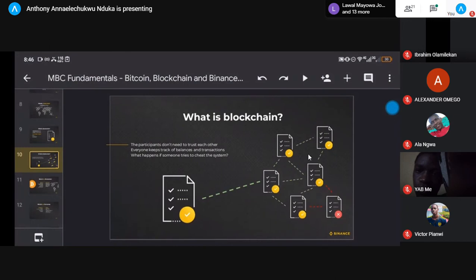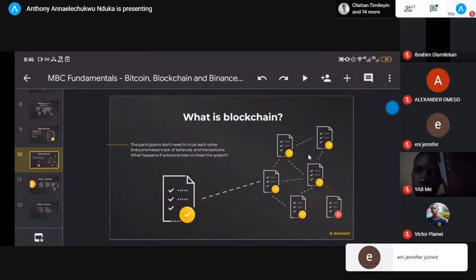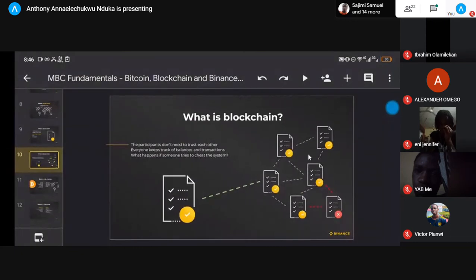So the participants do not need to trust each other. Everybody keeps track of balances and transactions. What happens if someone tries to cheat in the system? This is something I already explained. What if somebody says, okay, I sold coconuts to Bella Signature, and Bella Signature says she did not receive the money I gave to her, or she did not give me money, something like that. She cannot lie.